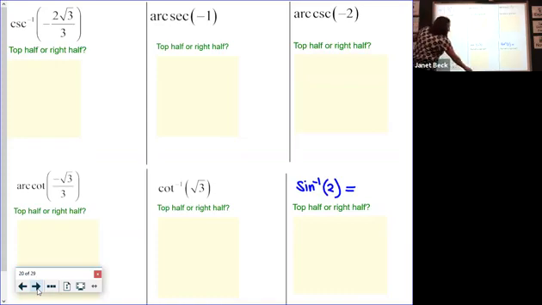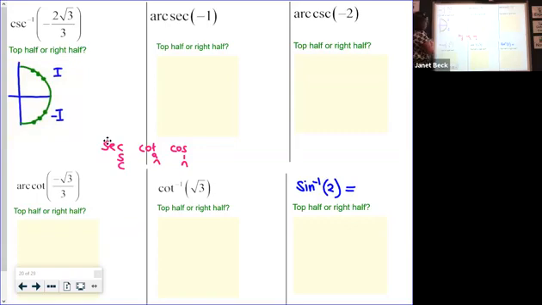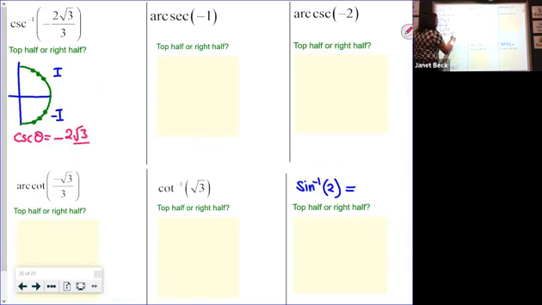Okay, so let's just remind ourselves how these go together. Secant goes with cosecant, cos goes with tan, cos goes with sine. So when I see inverse cosecant, I know I'm looking at the right half. I know the cosecant of the angle is negative 2 root 3 over 3.